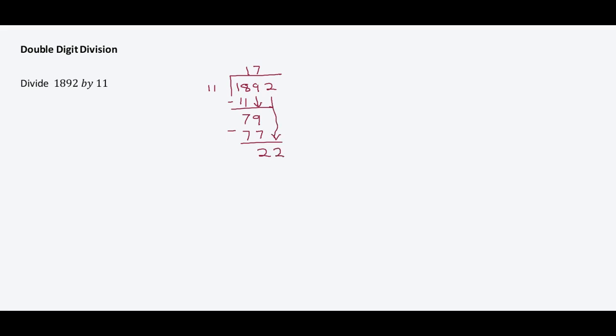So 22 divided by 11, we have that twice. 2 times 11, we have 22. We subtract and we have a 0. So 1892 divided by 11 is 172. So 1985 divided by 10.